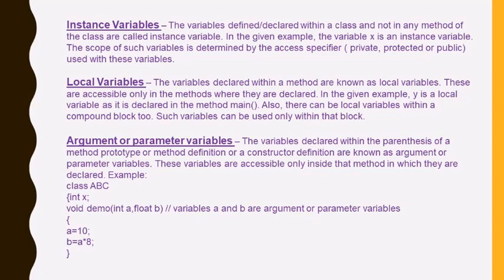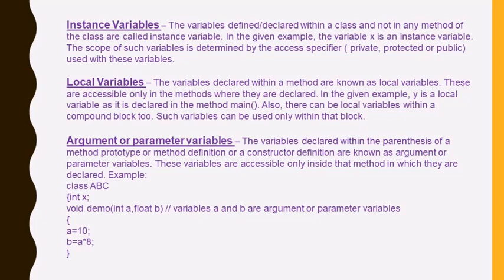Next is the argument or parameter variables. This comes into picture when we have user defined functions. See this example, class ABC, there is a user defined function demo where there are variables int a and float b given as parameters. So these are parameter variables, they can be used only within the function demo and not outside it.